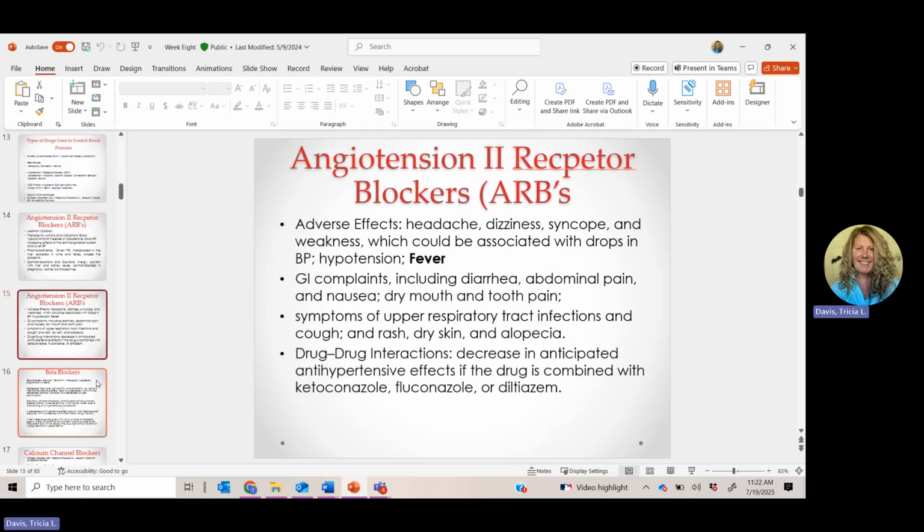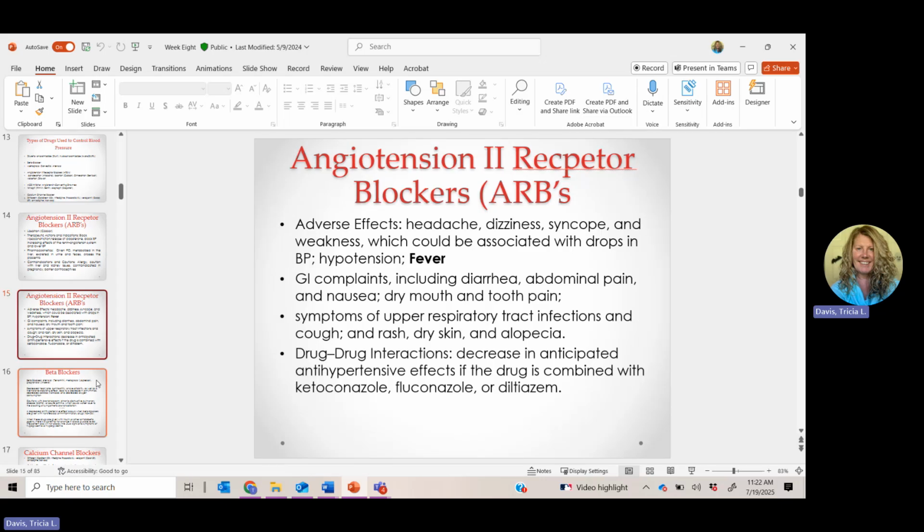Side effects. Any side effect mainly that you want to think of is going to be the side effects that you would see of low blood pressure, because if we're giving a medication to treat high blood pressure, we can cause the blood pressure to drop too low. So what are those side effects? Headaches, dizziness, syncope, passing out, weakness, okay?